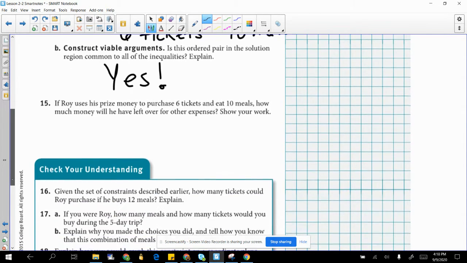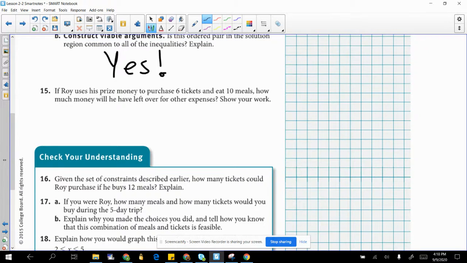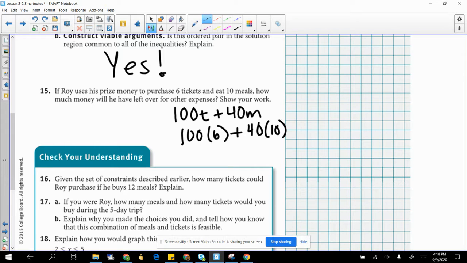All right, and then the last one we're going to do for today is 15. It says, if Roy uses his prize money to purchase 6 tickets and eat 10 meals, how much money will he have left over for other expenses? Show your work. Okay, so now we're just going to take that and plug it back in to that 100T plus 40M. And so 6 tickets, let's plug that in there. And 10 meals, let's plug that in there.